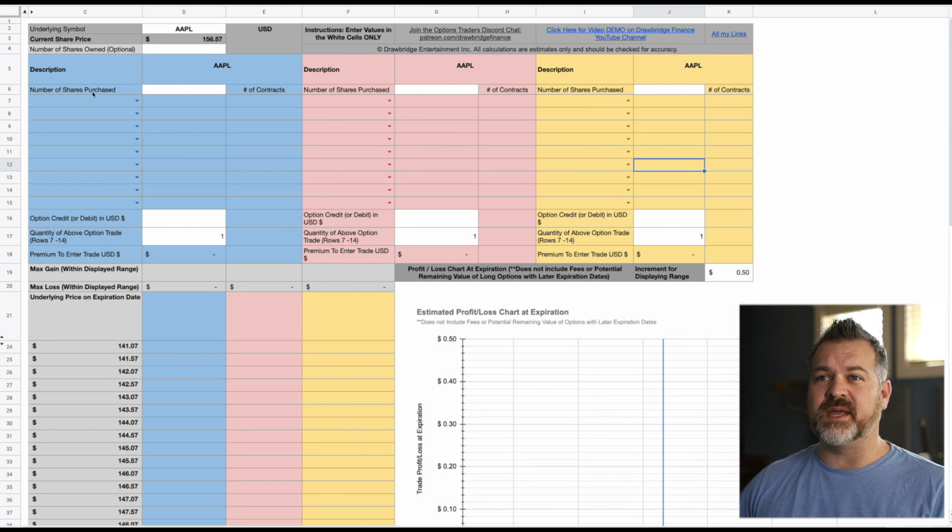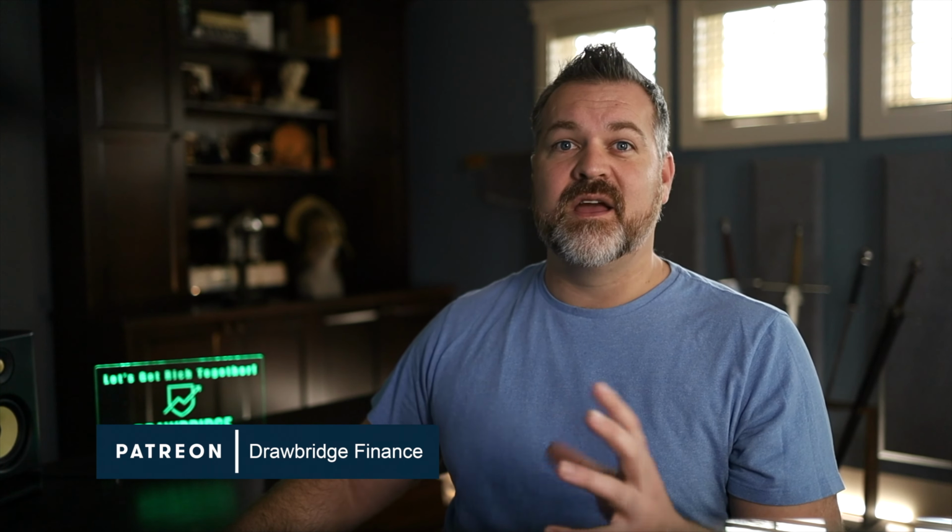Now it's preloaded here with Apple. Now Apple's reporting earnings tomorrow, and I have a potential trade idea. So I want to put it on and see if I can tweak it to exactly what my assumption is.